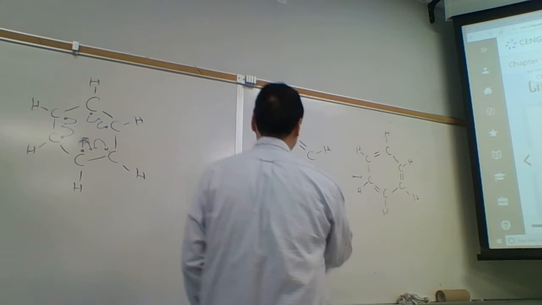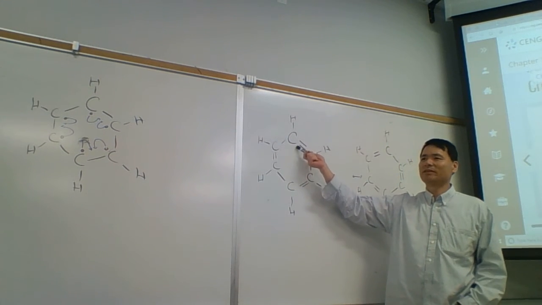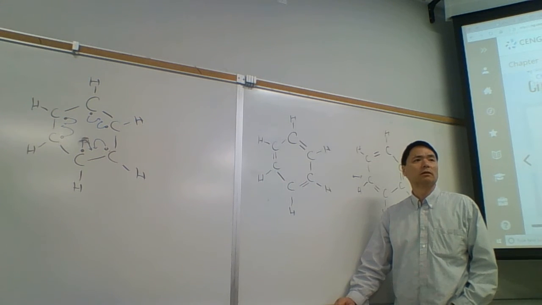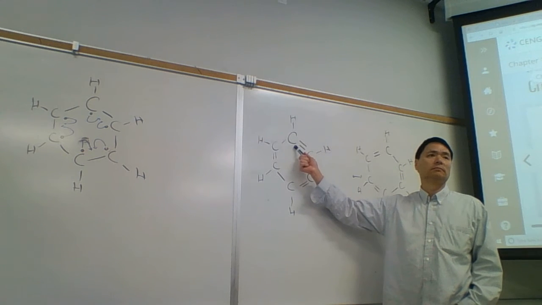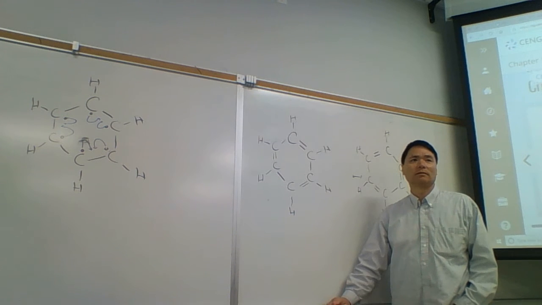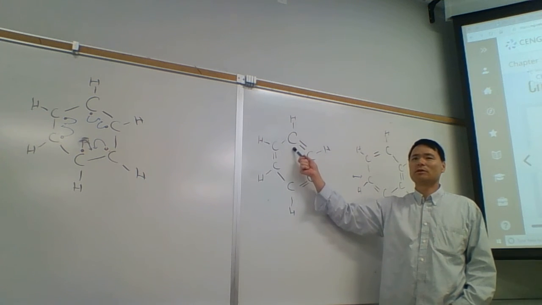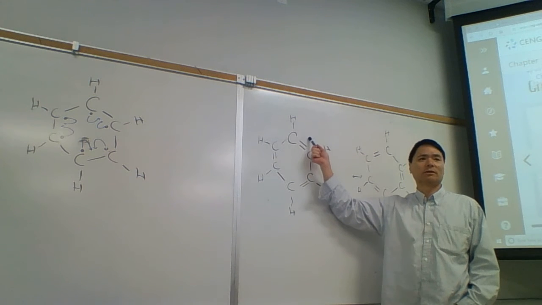So this accounts for the shape. When we look at this, what's the electron pair geometry for this carbon? Not tetrahedral. How many groups do you count? Trigonal planar. One double bond, two single bonds, trigonal planar. Trigonal planar is going to be 120 degrees, correct?